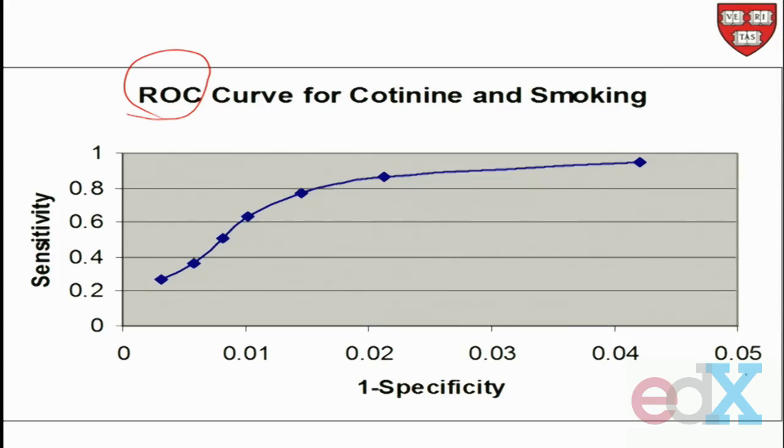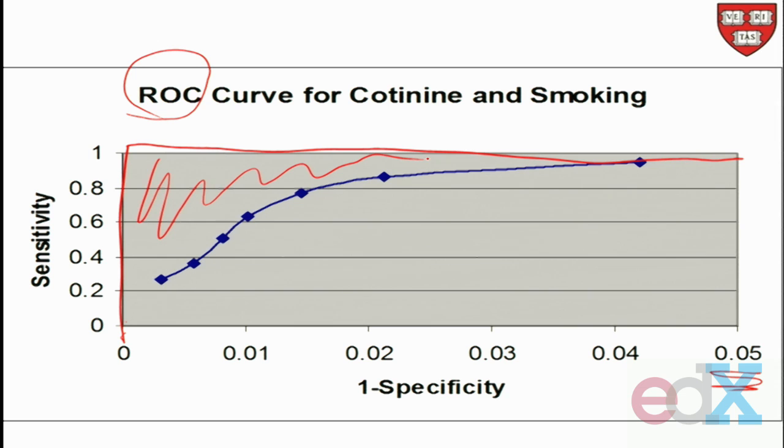I've stopped it at 0.05. We could move it all the way up to 1. The ideal curve would be 0 here, shoot up to 1, and stay at 1. So that would be the ideal curve. In this case, it's not ideal. It's pretty good, actually, but it's not ideal. We lose this much. Very often, this curve is used to evaluate.